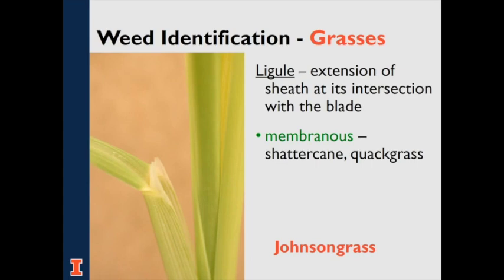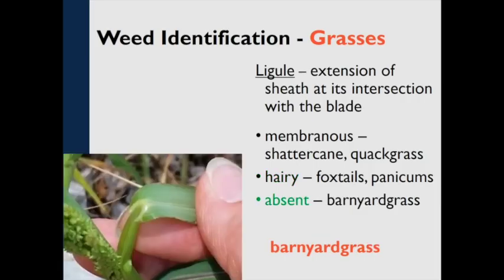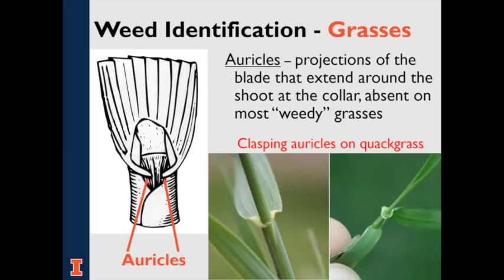It can be tall or short. Johnson grass, shattercane, and quackgrass all have membranous ligules. The ligule may be hairy with a line of hairs. Again, either short or tall. The foxtails and panicums have hairy ligules. Finally, the ligule may be absent and simply not there at all. This is the case with barnyard grass, and it is a key identifying feature for this plant.